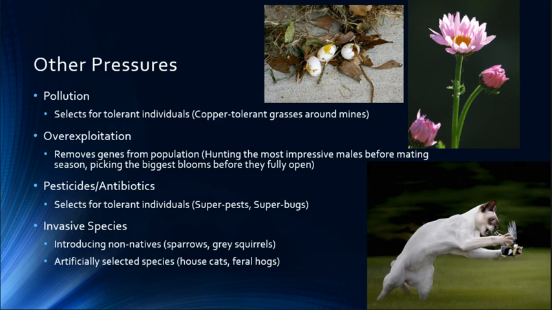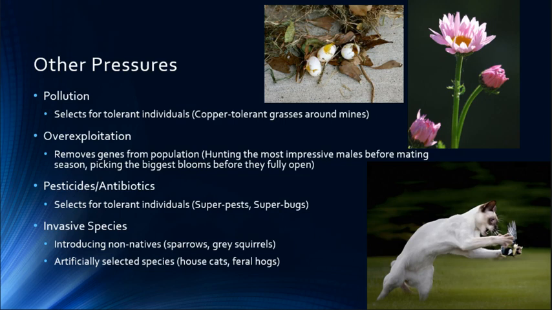There's overexploitation. We remove genes from populations because we pick things that we think are great, right? But that takes those genes out. So hunting the most impressive males before mating season weakens the herd. Picking the biggest blooms before they fully open doesn't allow for pollination to occur, right? And we do this with roses a lot, especially. Pesticides and antibiotics, we've talked about that a million times.